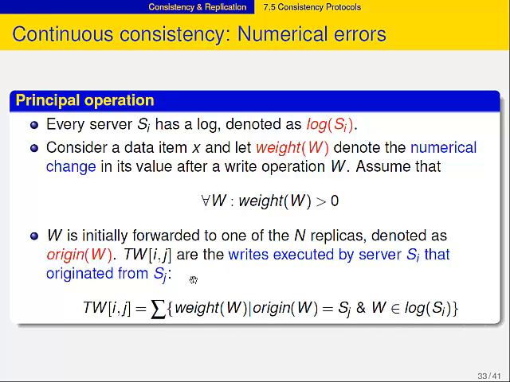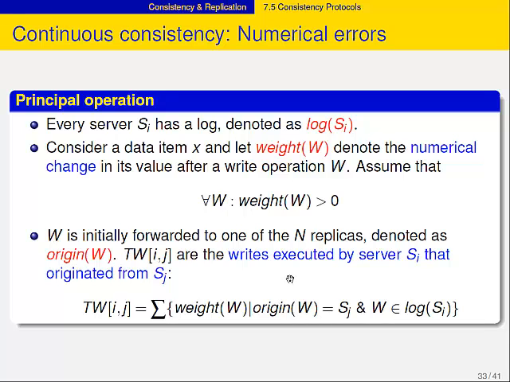Okay? So let me try to give... No, somebody else perhaps. Yes? It's the sum of all weights where the origin of that weight is j and the log where you're writing is i. Yeah. You could rephrase it just a bit. It's the sum of the weights of the writes that originated in Sj and which are found in the log of Si. Okay? That's it.